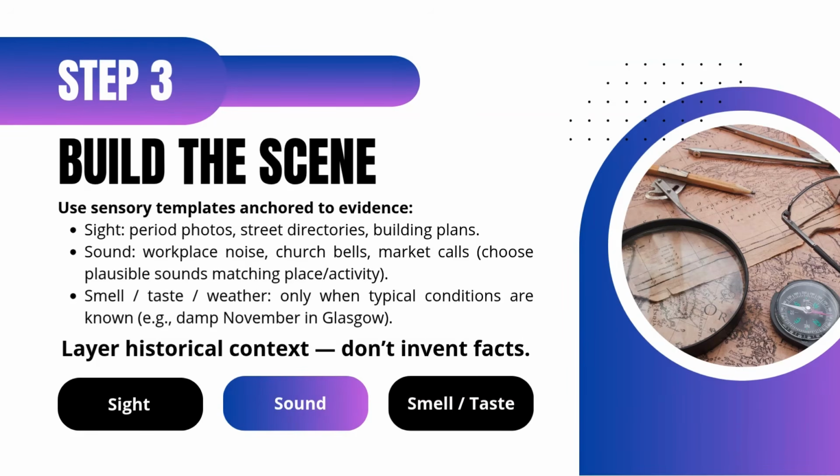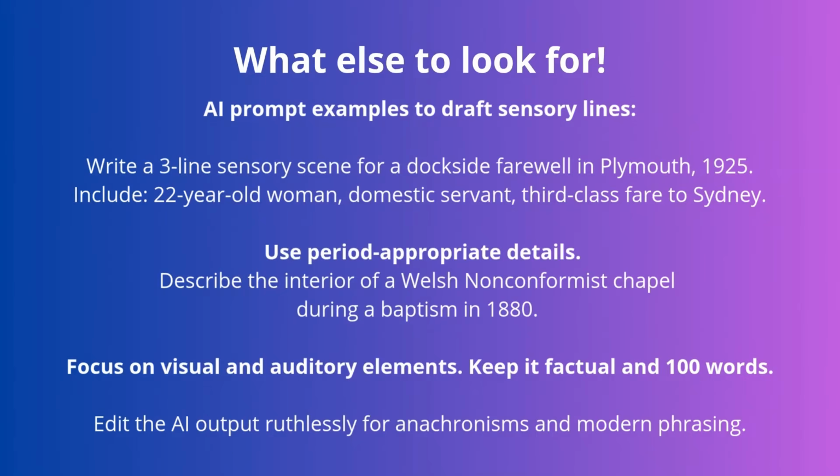So we're layering the historical context. We're not inventing facts. We're relying on the AI tool to bring up those plausible sensory details that we want for sight, sound, smell, and taste. What else can you look for? And what else can you ask your AI tool to do? Here's a couple of prompt examples that will help you.